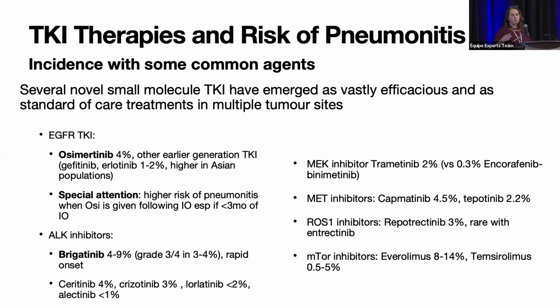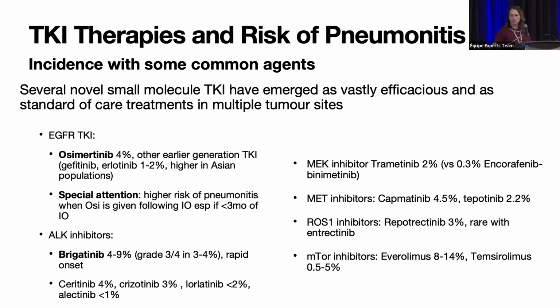For ALK inhibitors, particular attention with brigatinib. Brigatinib is a TKI that works effectively, CNS penetrant, a very active drug for ALK-positive lung cancers, but with a rate of pneumonitis that's higher than 5%. Here I quoted about 4 to 9%, with very rapid onset. It's with initiation of the drug, so much so that we now step up the therapy with a half dose for 1 week, monitor, and then up the dose to full dose the second week.